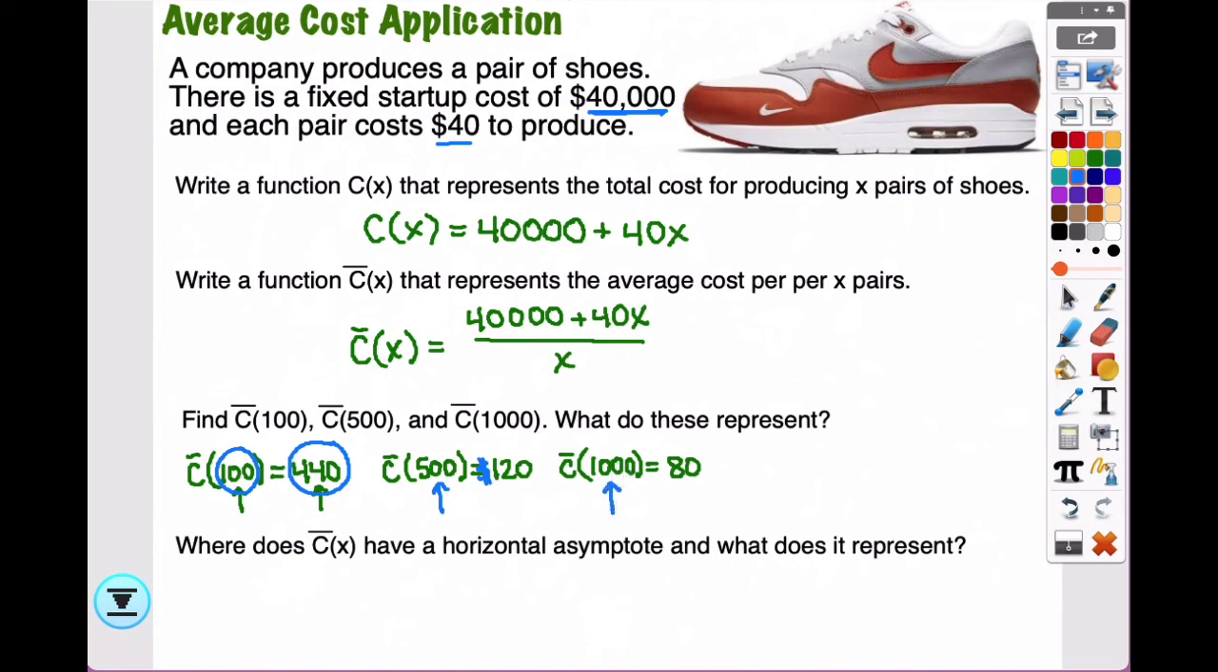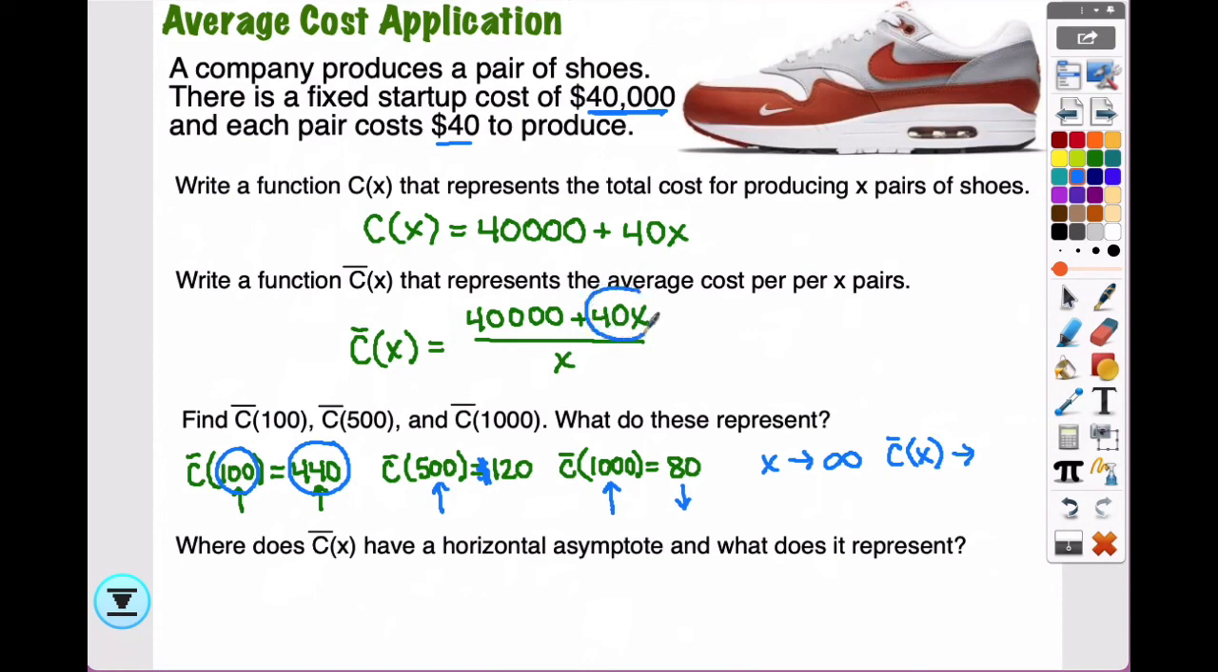The more pairs you make, the lower that cost is going to come, right? So as our x value gets bigger, our y value, our cost per pair, is coming down to somewhere. Isn't this the notation we used for horizontal asymptotes? So that's what the next question is about. Where does C bar of x have a horizontal asymptote?